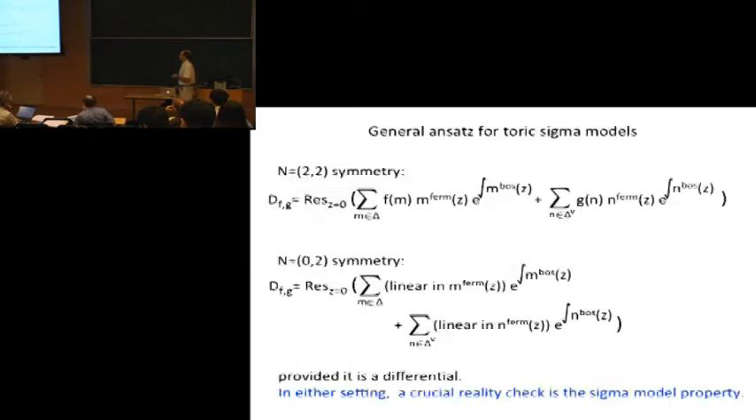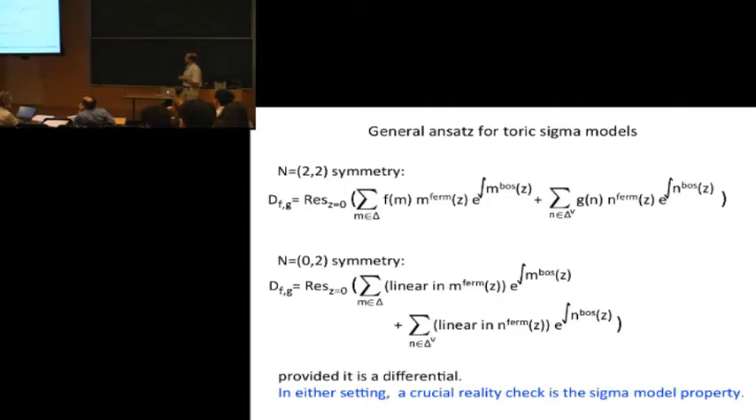And let me show on the new slide what I'm talking about. So here's a general ansatz of how one should try to do toric sigma models. For the N equals 2-2 symmetry, you take some sets delta and delta dual, they have to be non-negative on each other. They have to sit in some hyperplanes. That's another condition.